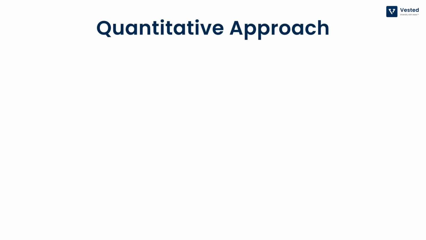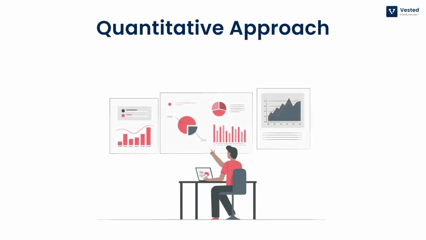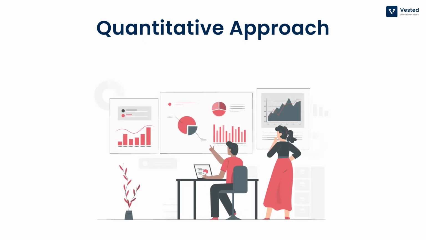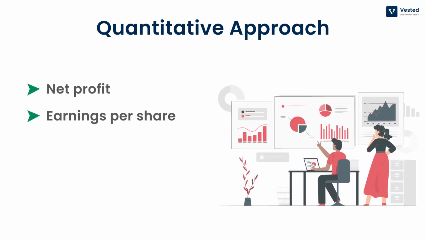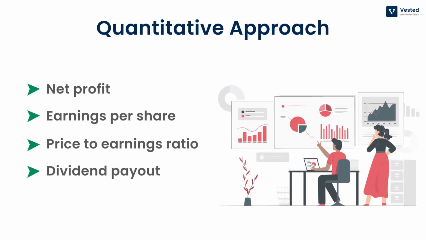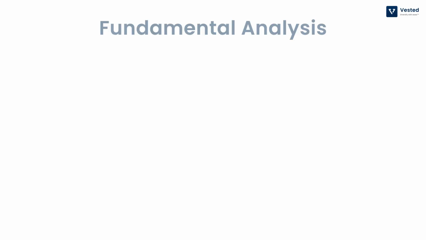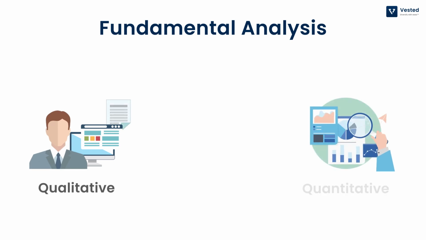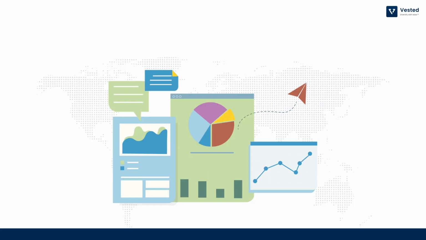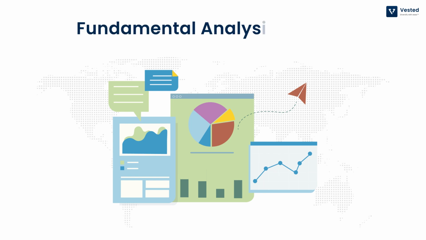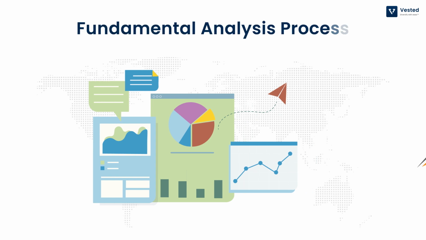The quantitative approach, on the other hand, studies those aspects of a firm's value that can be measured with the help of numbers like net profit, earnings per share, price-to-earnings ratio, dividend payout, the debt-equity ratio, and so on. Both these approaches are important because in the initial days of a company, the numbers may not reflect truly if a company has the potential to realize profits going ahead. Next, we will take a brief look into the fundamental analysis process.